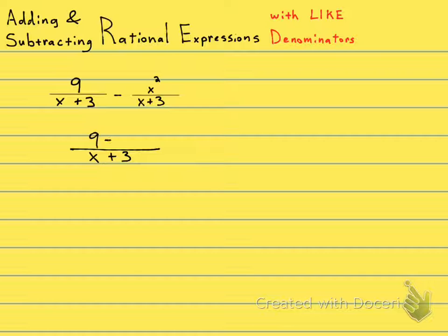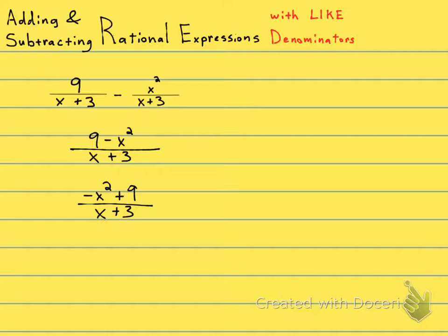9 minus x squared. Now you always want to factor completely, factor the numerator, factor the denominator, and then try to reduce. So the denominator is already factored, that's fine, x plus 3, but look at the numerator. Well, it's not in the right order, is it? I need my x squared first, then any x terms, and then my constant term. So let's change the order, let's rearrange this. It's going to be negative x squared plus 9 over x plus 3.